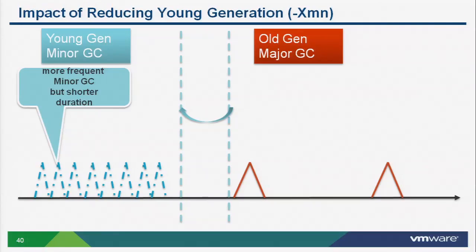But you may want to do that because sometimes the young generation is too big and the young generation pause is too high and your application is too sensitive to that amount of pause. So in order to reduce the pause, you actually would reduce -Xmn. But as you're doing that, you would increase the frequency of minor GC.